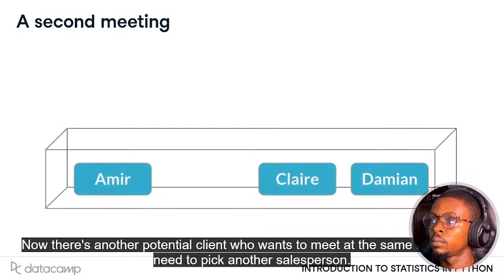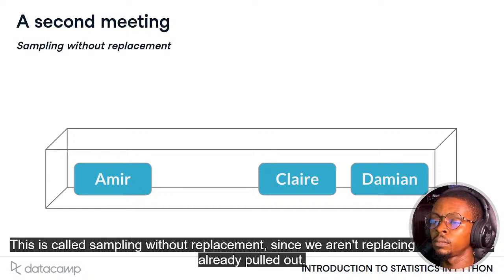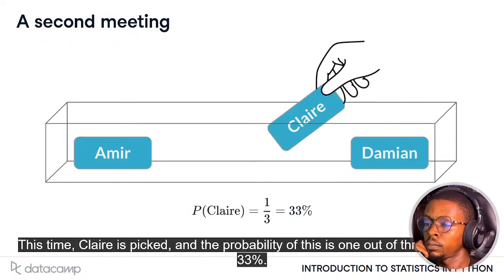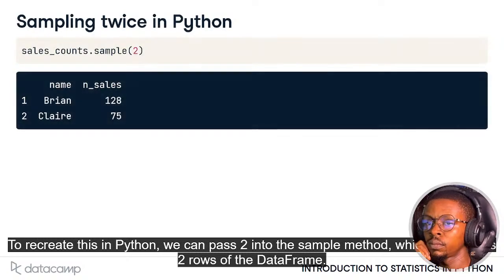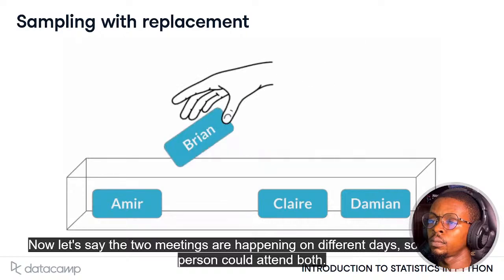Now, there's another potential client who wants to meet at the same time, so we need to pick another salesperson. Brian has already been picked, and he can't be in 2 meetings at once, so we'll pick between the remaining 3. This is called sampling without replacement, since we aren't replacing the name we already pulled out. This time, Claire is picked, and the probability of this is 1 out of 3, or about 33%. To recreate this in Python, we can pass 2 into the sample method, which will give us 2 rows of the data frame.